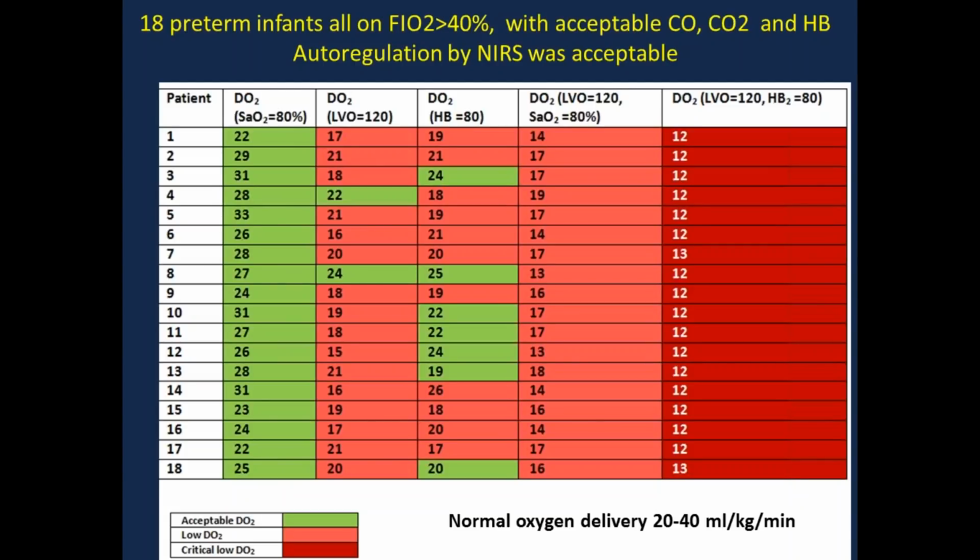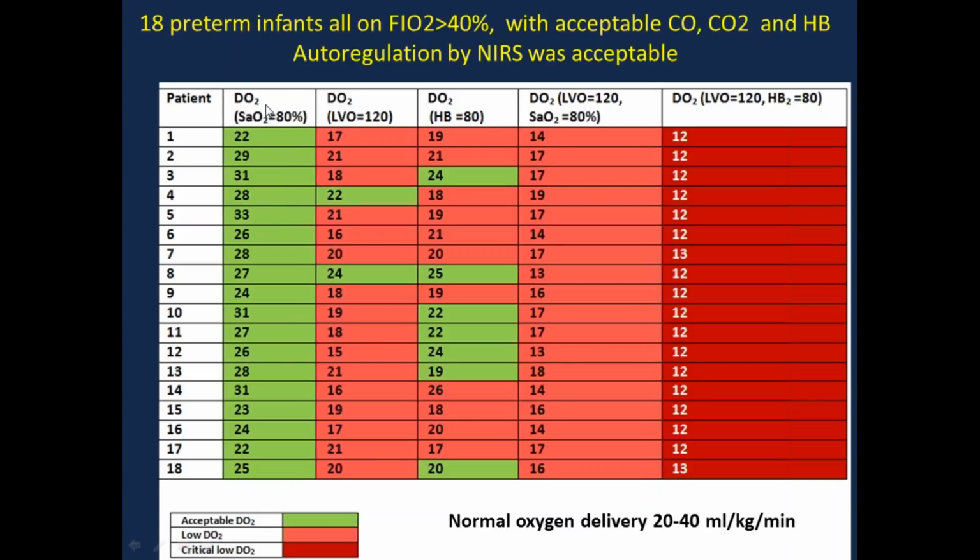We have 18 preterm infants, all of them on FiO2 more than 40%, with acceptable cardiac output, acceptable carbon dioxide, and acceptable hemoglobin. The autoregulation was assessed by NIRS and was acceptable in all of them. We did an echocardiography assessment, NIRS, and pulse oximetry at the same time, and we calculated oxygen delivery. Oxygen delivery is normally between 20 to 40 ml oxygen per kg per minute.